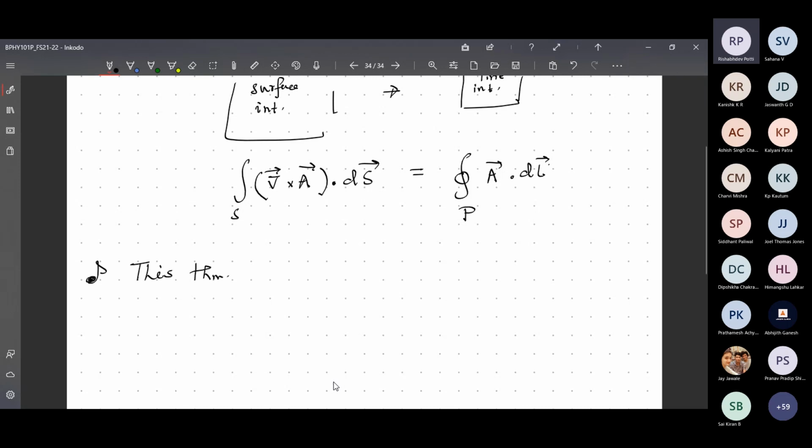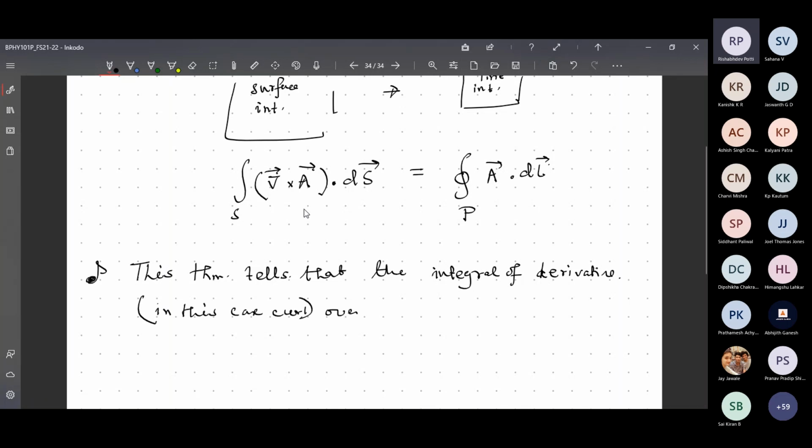This theorem tells that the integral of a derivative, tell me in this case, what is the integral of a derivative? In this case, over a region. What is the region? A surface patch S.